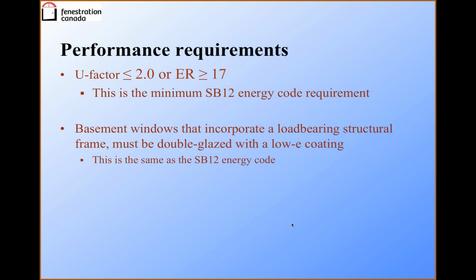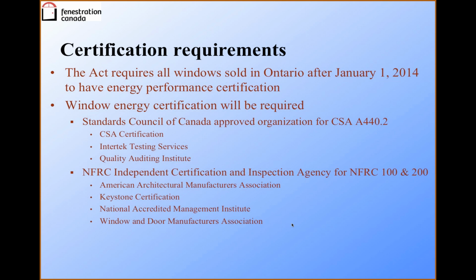There is a clause in there for basement windows incorporating a load-bearing structural frame: they must be double glazed with low-E. This exact same language is in the SB12 Energy Code document for these load-bearing basement windows. So those are the performance requirements. You'll notice they meet the minimum requirement for the building code at the very least, and they are actually well below Energy Star requirements for Ontario at this time. So in a sense, the Energy Act requirements for U factor are not stringent, not a large concern at this point in time. This is a very large concern.